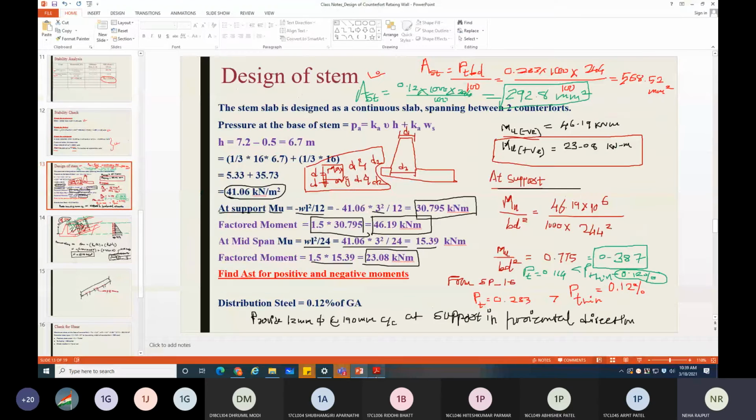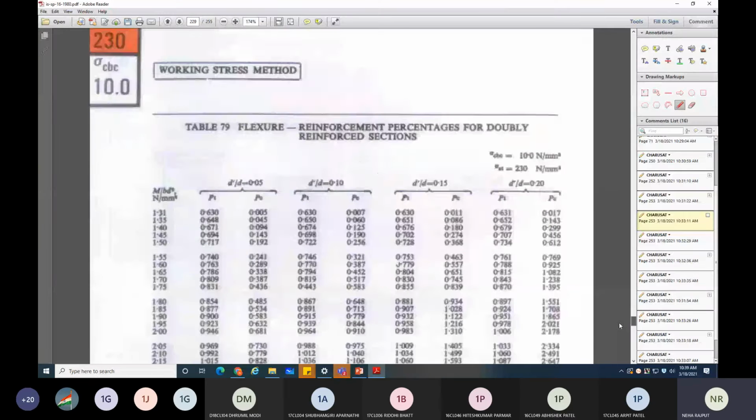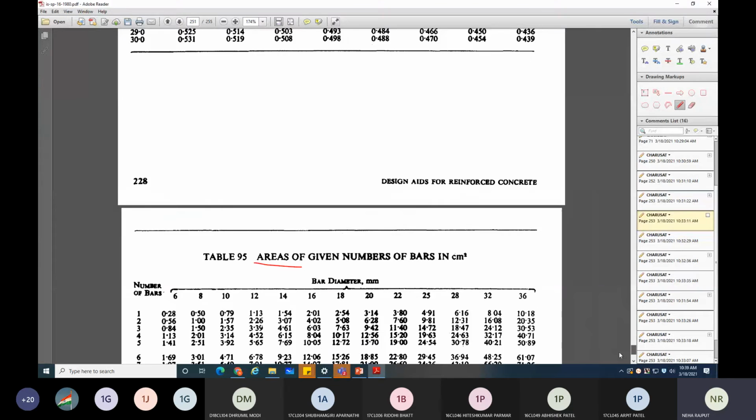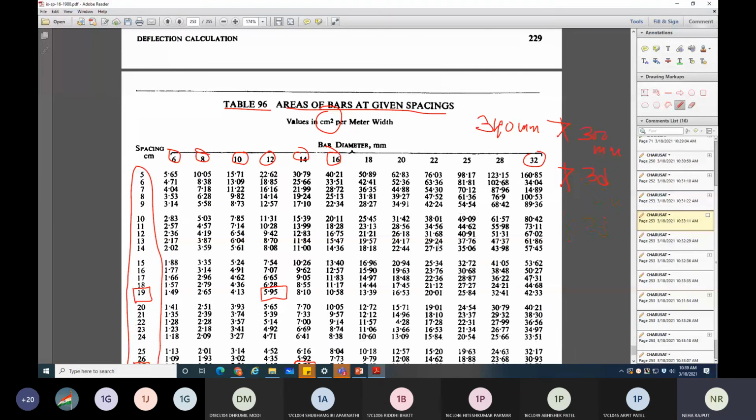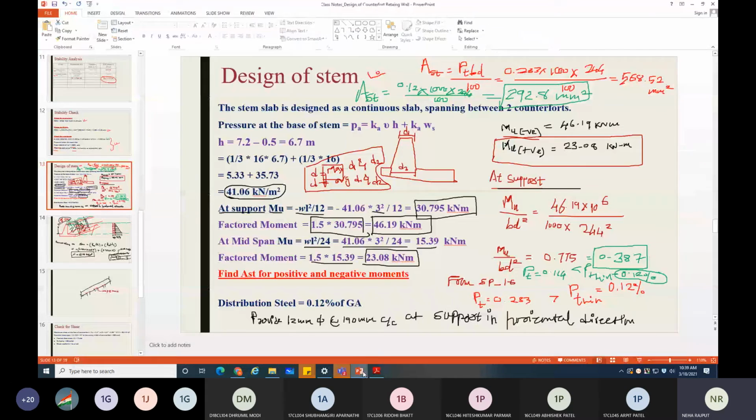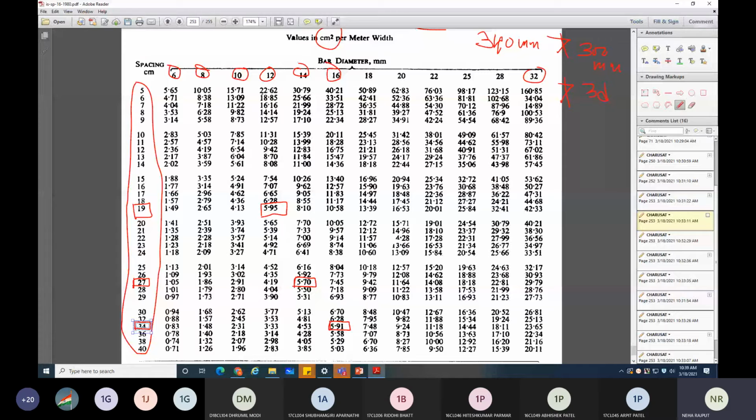Right. So again in SP16, page number 230, 12 mm diameter, and your area is 2.92. So for 12 mm, 2.92. Yes, now you can see over here for 2.92, this is 2.98, and for 2.98 again the spacing value is more than 300 mm. So you cannot use this for your case.